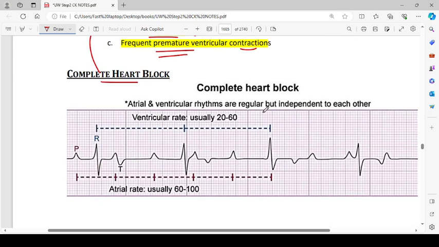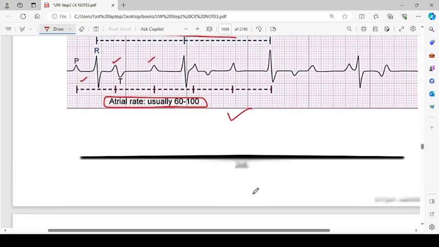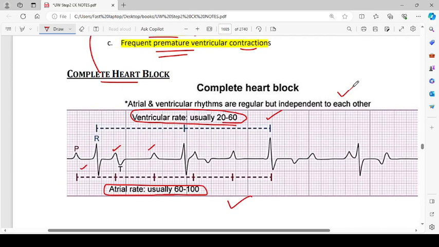In this, the atria are beating under the influence of the SA node, right? And the ventricles are beating under the influence of the AV node, or maybe some ventricular pacemaker. So the ventricular rate is 20 to 60, that is the AV pacemaker rate, and the atrial rate is 60 to 100, which is the SA pacemaker rate. So here you can see that this is a P wave, then comes another P wave, then another P wave. P waves and QRS complexes are happening at equal intervals, like the R-R interval is equal to each other and the P-P interval is the same, but they're happening independent of each other. Atrial and ventricular rhythms are regular but independent of each other.